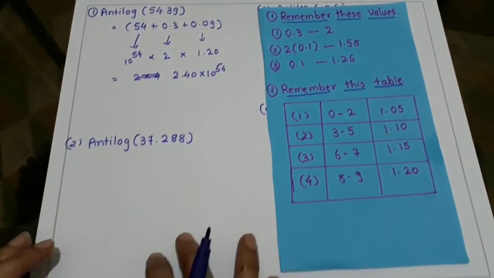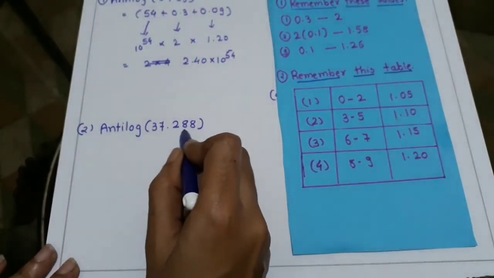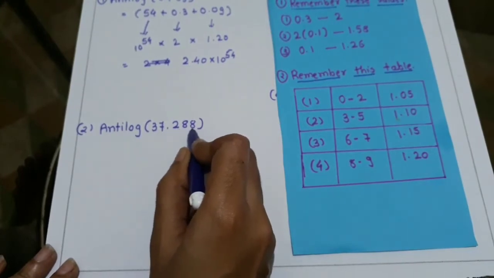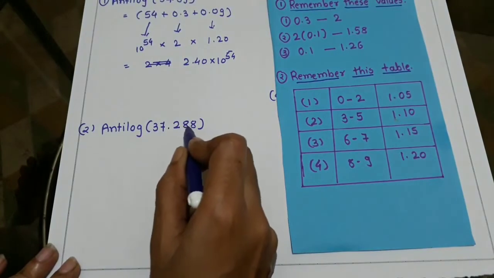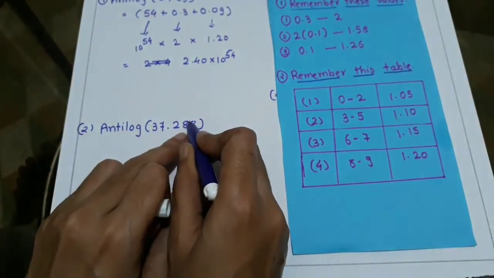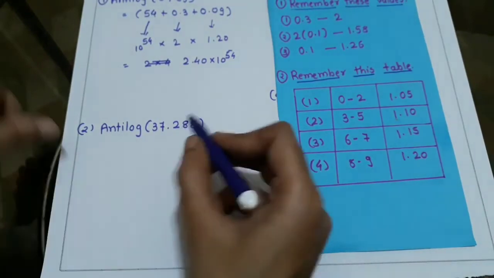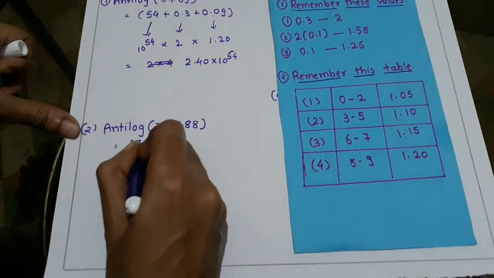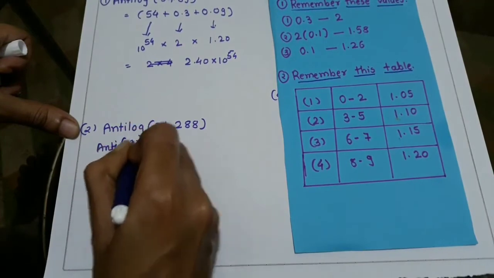Okay, now the next number, the antilog of 37.288. Here after the decimal point there are 3 digits, so we have to convert these 3 digits into 2 digits. If the third digit is more than 5, then we have to add one to the second digit. So our number will be 37.29. We have to find the antilog of this number.